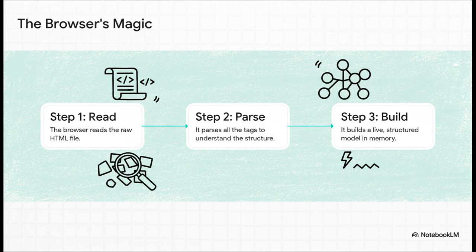Here's the magic trick in 3 basic steps. First, the browser just reads the raw HTML file from top to bottom. Then it starts to parse it. It goes through, identifies all those tags, and figures out how they're all nested together. And then, here's the crucial part. It uses that information to build a live, structured model of the page right there in the computer's memory. Suddenly, it's not just text anymore. It's this organized, logical object that our code can understand.